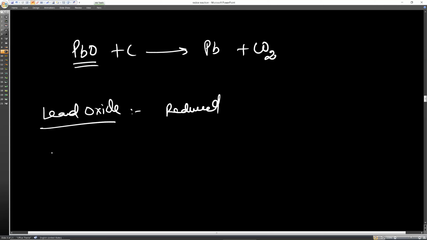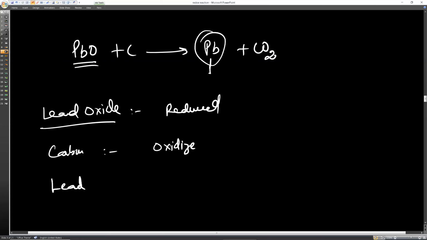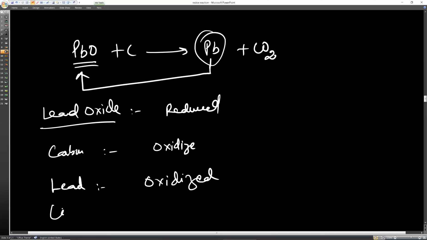If I'm asking carbon, is carbon oxidized or reduced? Oxidized. If I'm asking lead, is lead oxidized or reduced? You will check it from right to left. Lead is getting oxidized because lead is adding with oxygen. And for carbon dioxide, you will check that the removal of oxygen is taking place, so it is reduced.